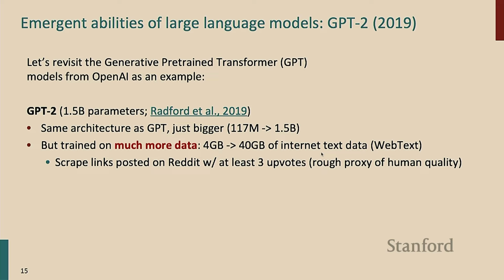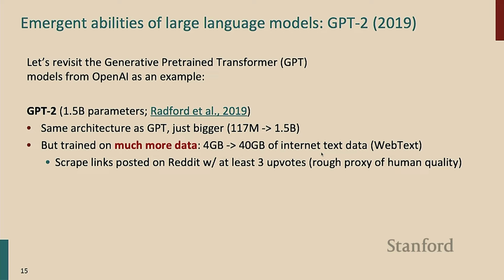They produced a data set called WebText. This is produced by scraping links posted in comments on Reddit. The idea is that the web contains a lot of spam, maybe a lot of low quality information. But they took links that were posted on Reddit that had at least a few upvotes. So humans maybe looked through it and said, this is a useful post. That was a rough proxy of human quality, and that's how they collected this large data set.